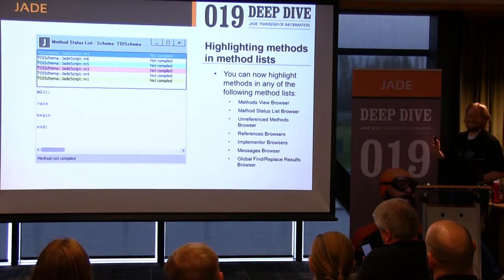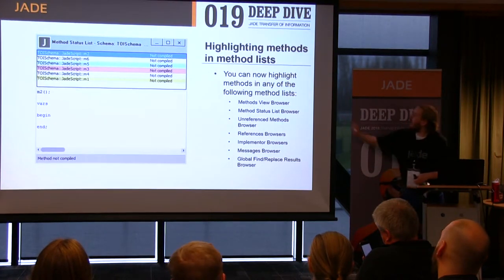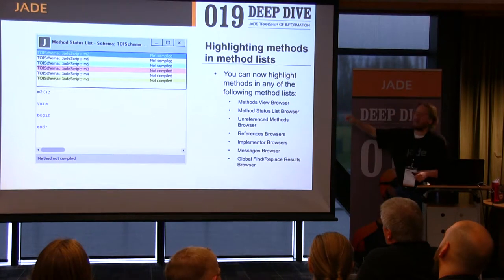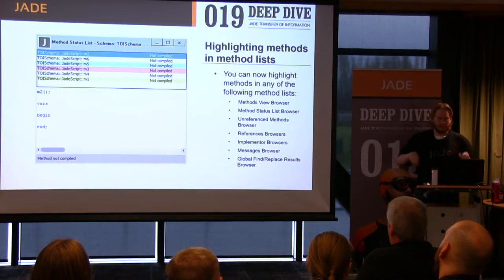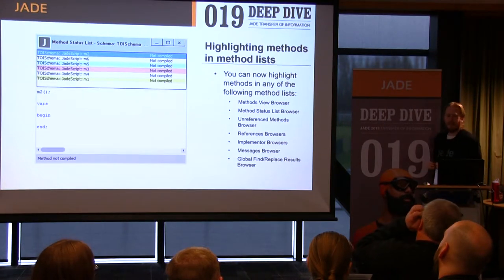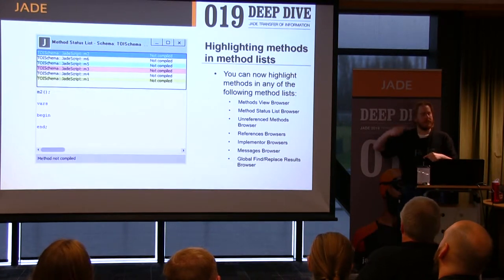So how do you do that? Yeah, so if you just right-click any of these methods, and the context menu that pops up, we've got a new entry. It's right down the bottom, highlight method item background. In that sub-menu, there's all the different colors you can make it.